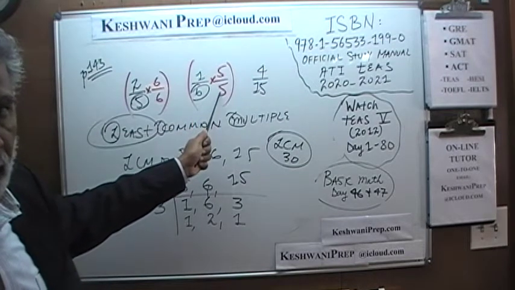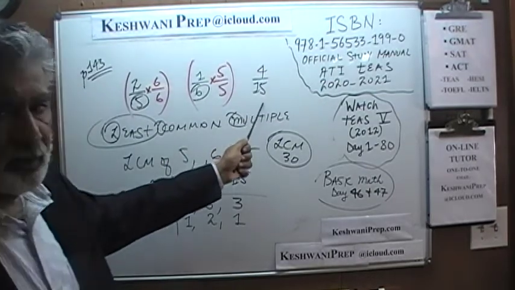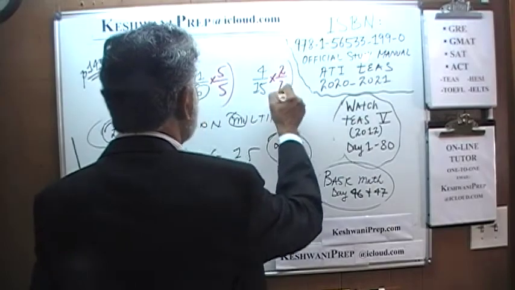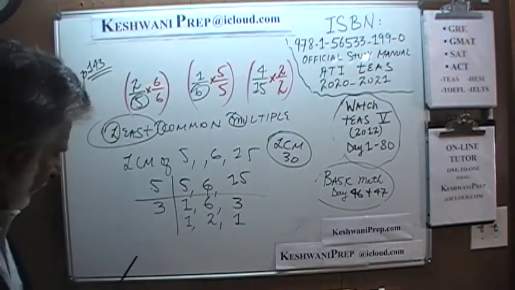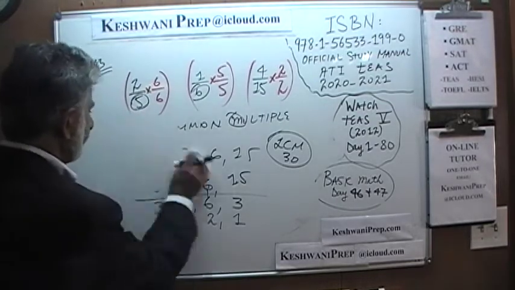5 over 5 is 1. Multiplying something by 1 does not change its value. How about this guy? How do we turn this into 30? Multiply top and bottom by 2. Voila. That's it. Now we're done. It's very simple.